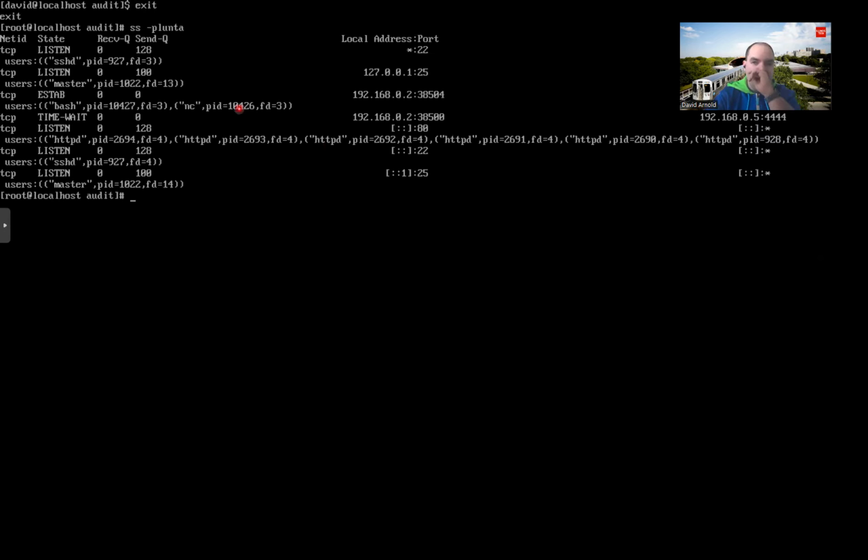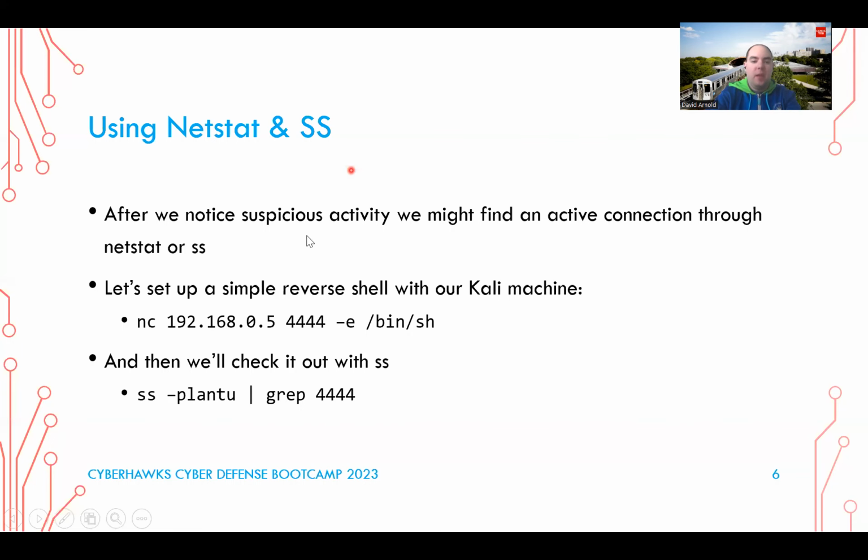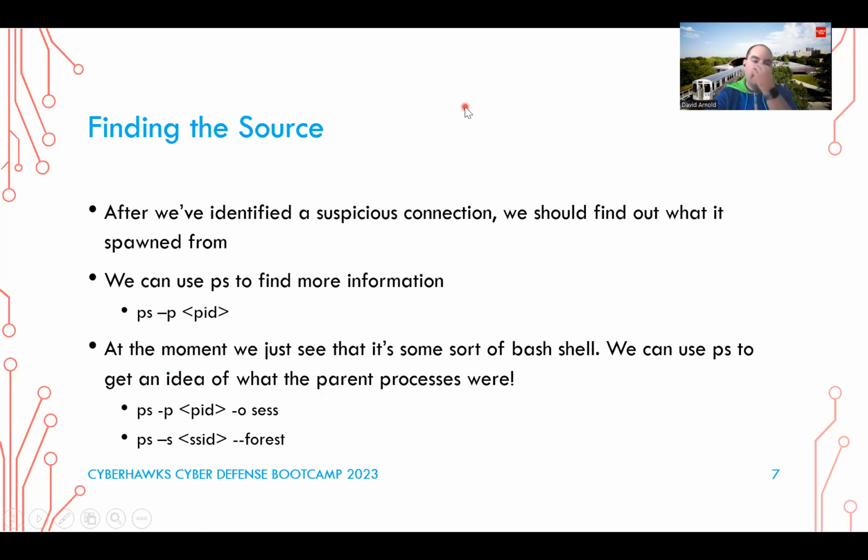So now at this point, and I'll pull my slides back up, one thing that we may want to do is find out more information. In this case, we see bash, so there's some sort of shell that's active. But we also see netcat. With SS, we actually got a lot of really good information: the process that was running, but also the thing that spawned it. So we could say, okay, something opened a netcat shell.